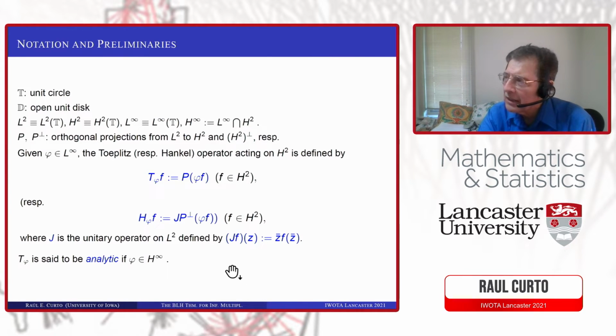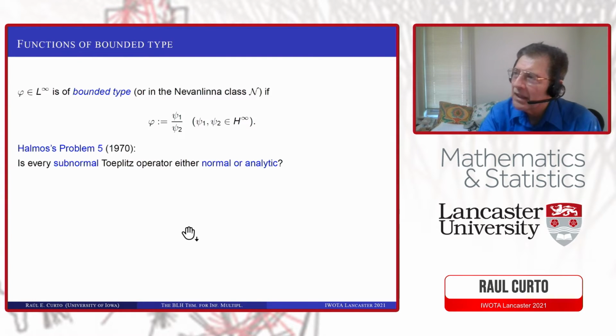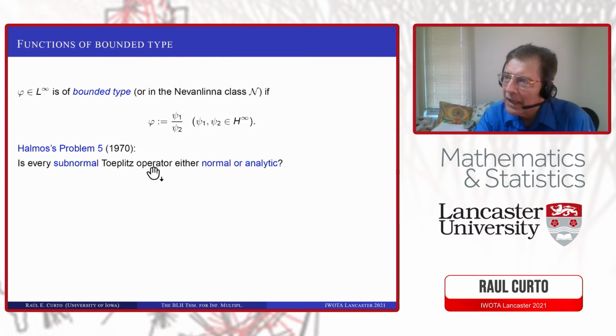T phi is analytic if the symbol is analytic. Bounded type if the symbol is a Nevanlinna class function, a quotient of two H infinity functions. So we have an L infinity symbol, which is a quotient of two H infinity symbols.